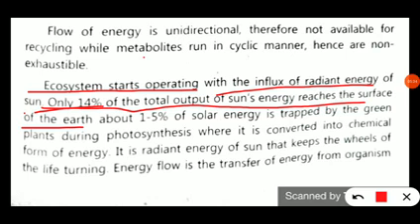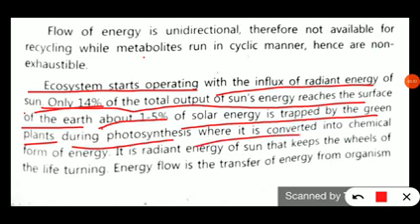And about 1 to 5% of that 14% of solar energy is trapped by green plants. This solar energy is trapped by the green plant, out of 1 to 5%. During the photosynthesis process, the light energy that is required, only that 1 to 5% of light energy is absorbed, where it is converted into the chemical form of energy. This light energy is converted into the chemical form of energy by the producers.